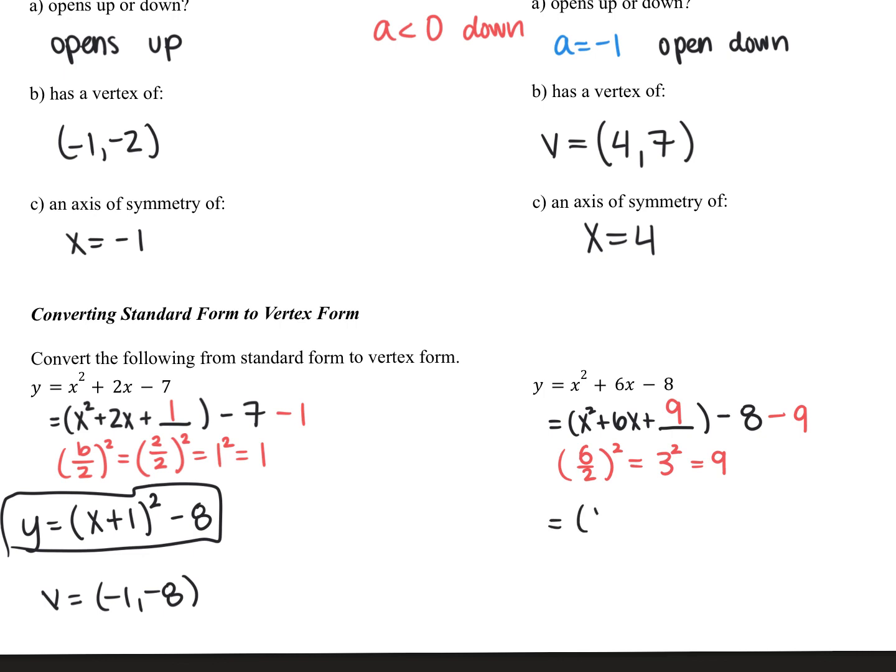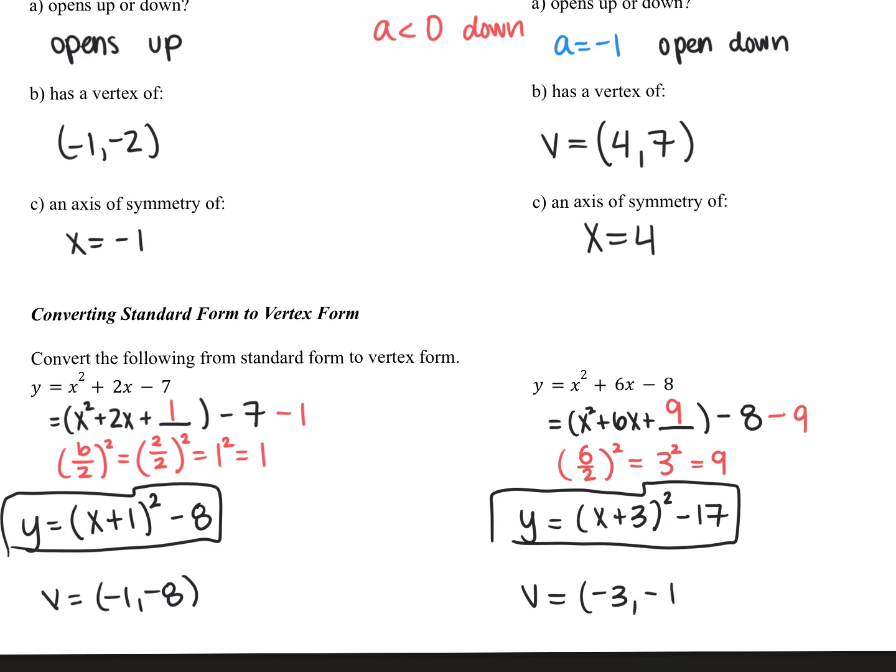When I factor, I'm going to get x plus 3 squared, and then -8 minus 9 is -17. So my equation is y equals (x plus 3) squared minus 17. And my vertex is at -3, -17.